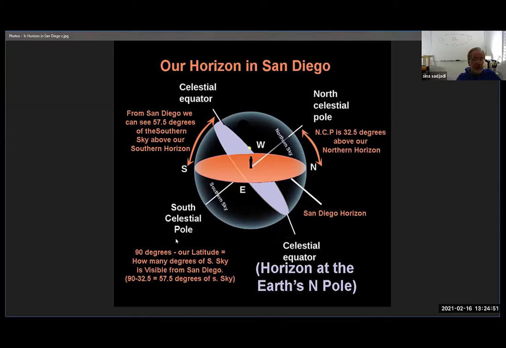Help Captain Sparrow. Captain Sparrow is lost at sea. He looks up and he sees the South Celestial Pole 30 degrees above his horizon. And you say, what is Captain Sparrow's latitude? And then you say, 30 degrees. Not yet. Negative 30 degrees? 60 degrees? No. There's 30 degrees.